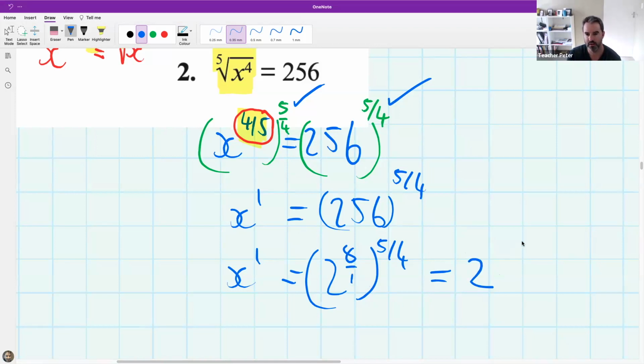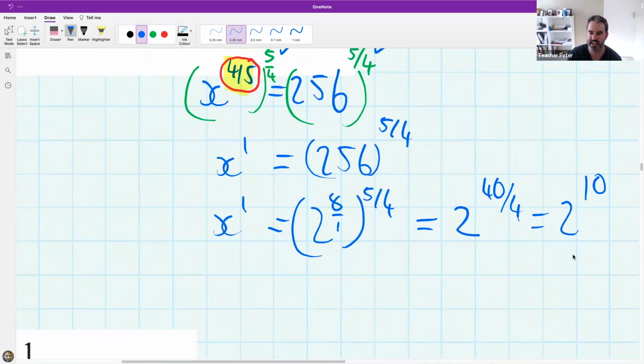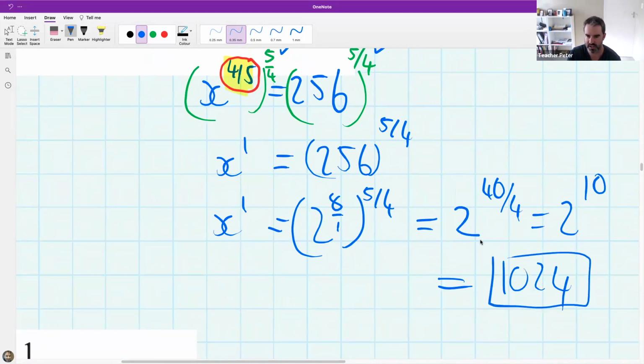So it's 8 over 1. So I think I go 8 times 5 is 40. And then 1 times, it's 4. So the final answer is 2 to the power of 10. And if you write 2 to the power of 10, you're going to get 1024, I think. But it's 2 times 2 times 2, 10 times.